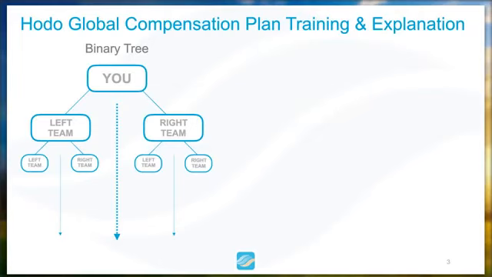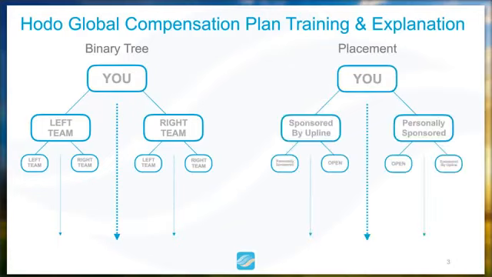And one of the cool things about a binary is that there are no real levels. Although I'm going to show you a little thing about that in a moment, the cool part about a binary is this thing we call placement or spillover, or what some companies call the power leg situation, where your upline can place people under you or spill people under you, because the most that you can have on your front line in a binary is two. So if you have sponsored more than two, the third person has to go underneath somebody else, and the fourth person has to go under somebody else, and so forth. And the same thing is true for your upline.